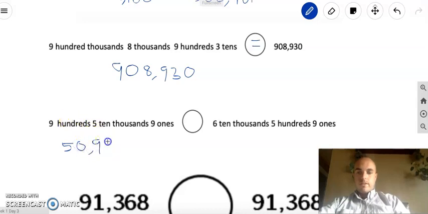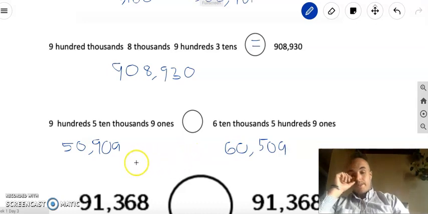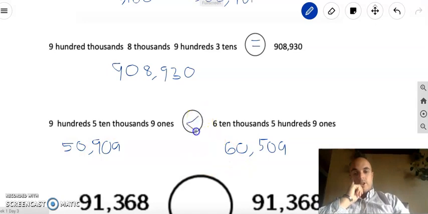900s, 9 ones. I have 6 10,000s, 500s, 9 ones. Okay, so now I can compare these, starting with the 10,000s place they both have. I have a 5 here and a 6 here. So this is larger. I don't have to worry about any of the numbers after that 10,000s place.